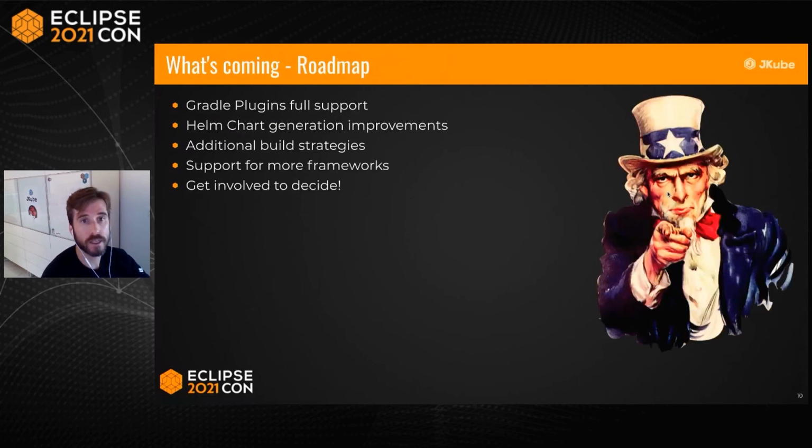Okay, so regarding the roadmap, what you saw today was the preview of the Gradle plugins. They are still not feature complete, so as to compare to the Maven plugins, they are still lacking some stuff, but we will be completing all of these features in the coming releases. We also want to improve the Helm chart generation and add additional build strategies and support for more frameworks. What we really want is for you to get involved and provide feedback on what you want to see next. And also, we are eager to get feedback on what do you think about the new Gradle plugins.